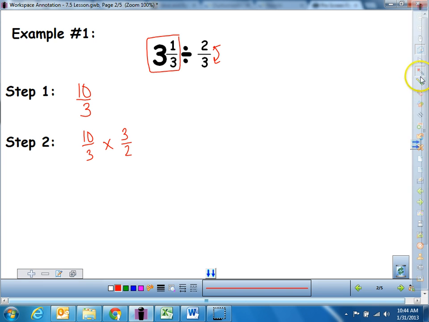Can I simplify before I multiply? Absolutely. I have a 3 on the bottom and a 3 on the top. It doesn't get much more common than that. So 3 divided by 3 is 1. 3 divided by 3 is 1.